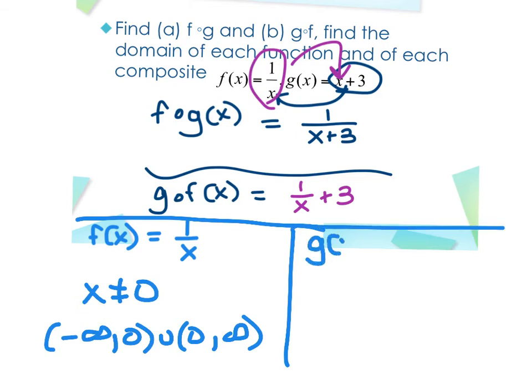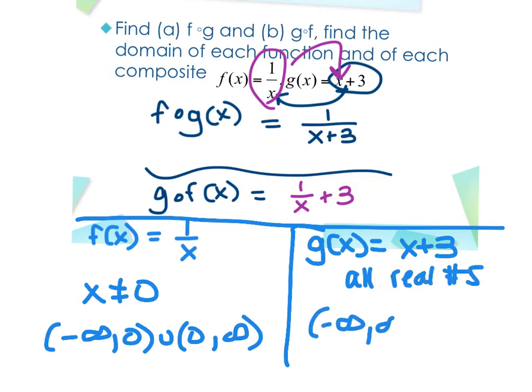How about for g of x, which is x plus 3? Is there a domain restriction? No, right? It's all real numbers, or negative infinity to positive infinity.